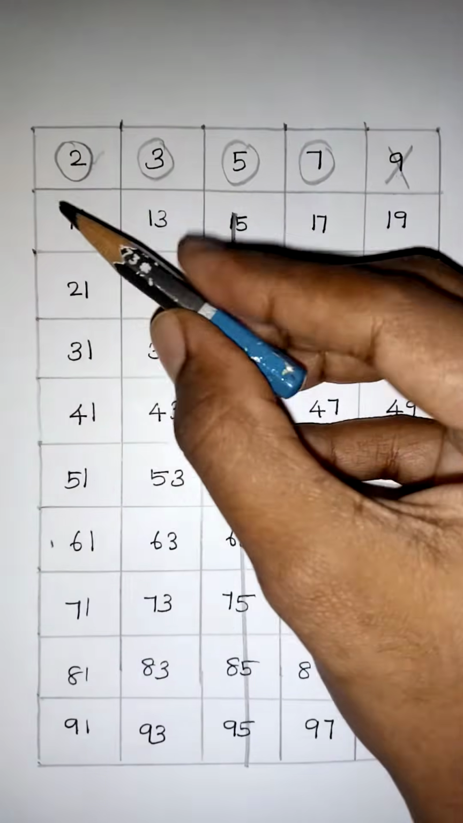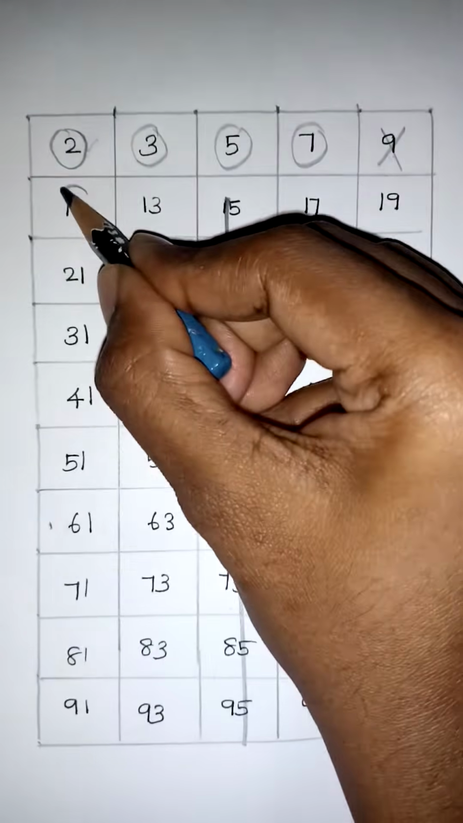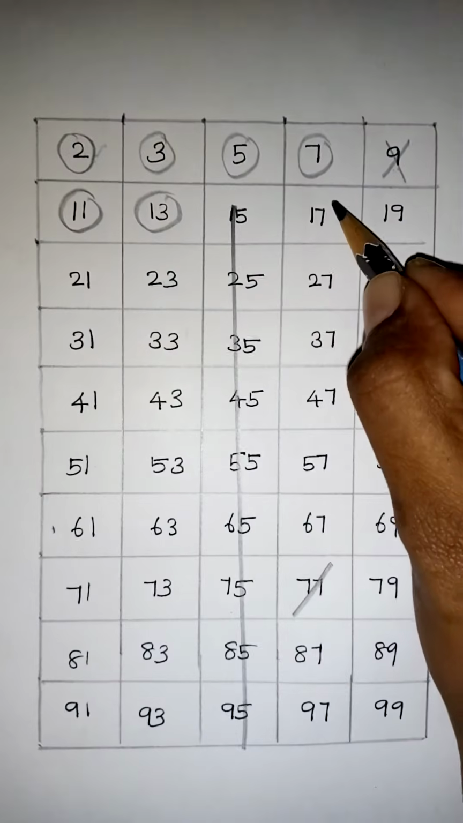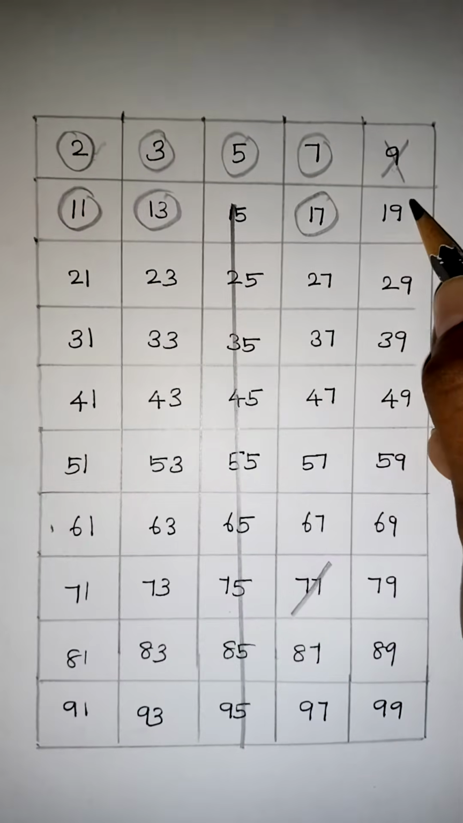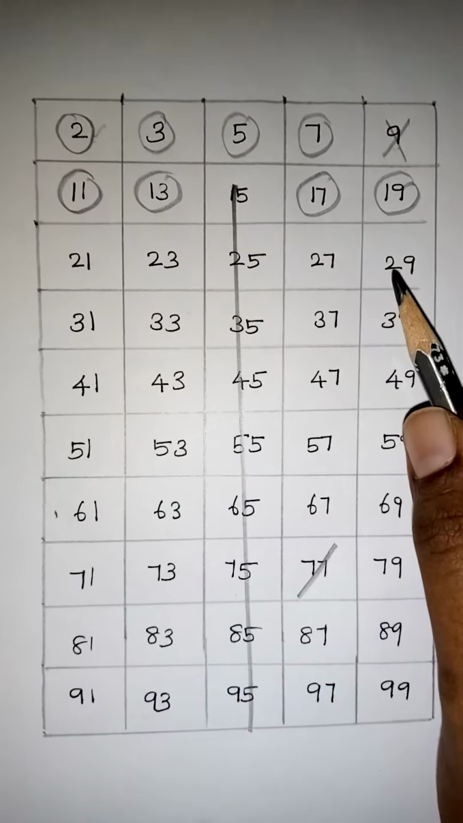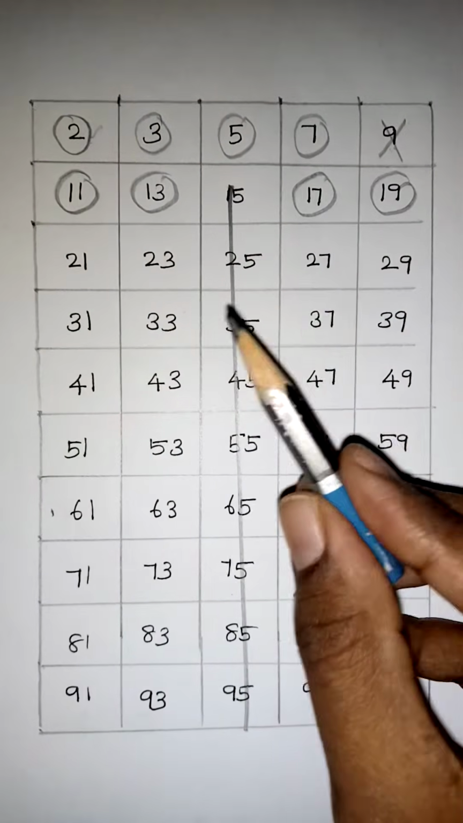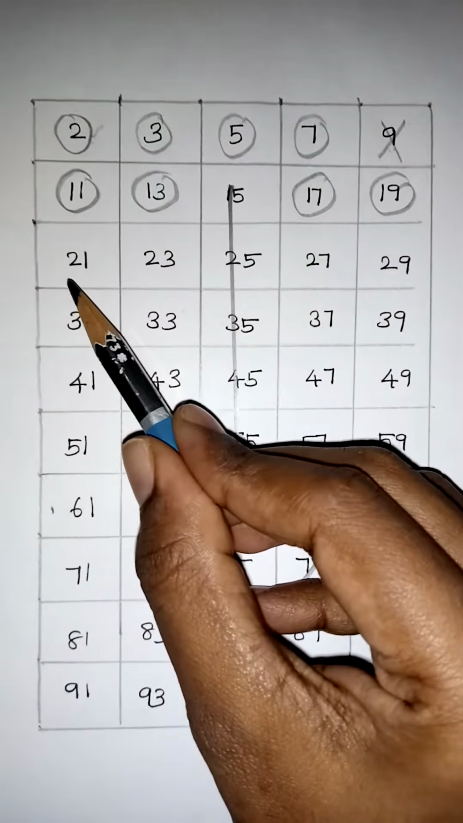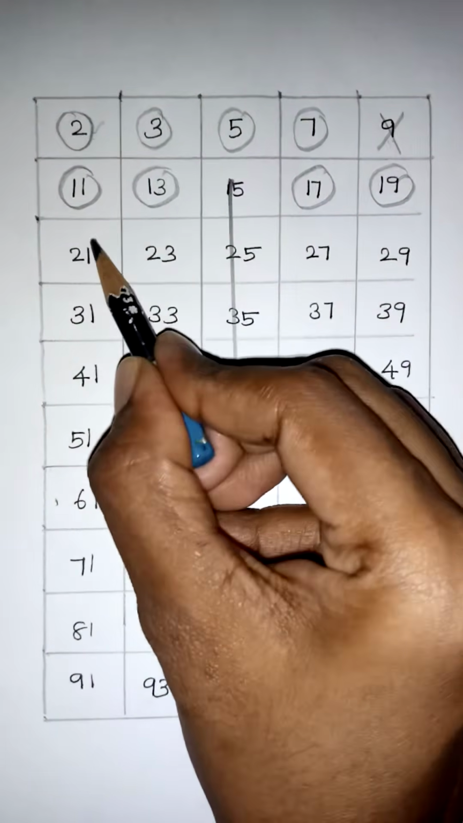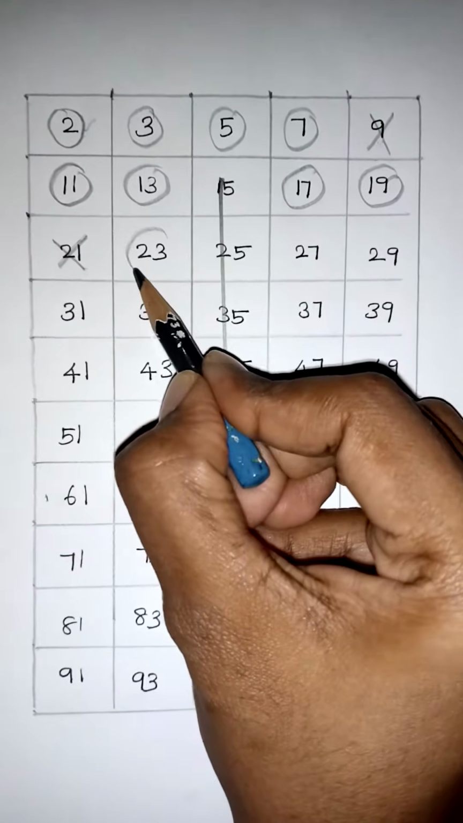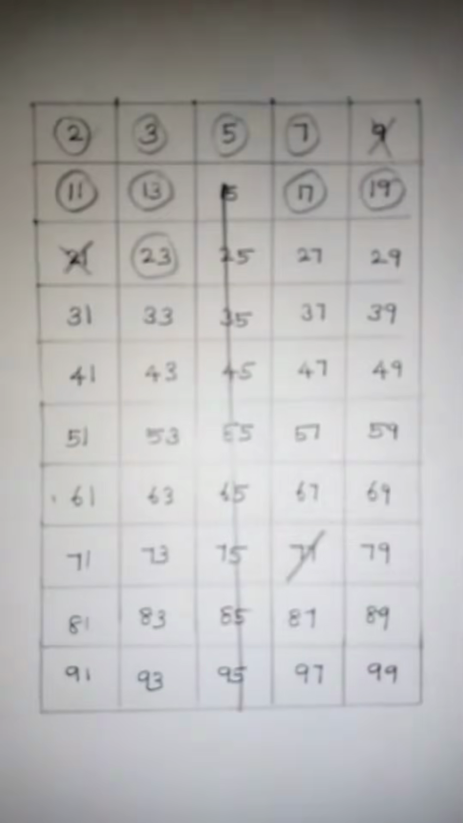Now from the beginning here, 11 is a prime, circle it. 13 is a prime, circle it. 17 is also a prime, 19 is also a prime. Now we all know the divisibility rule for 3. The number whose digits we add, if the sum comes in the 3 table, we have to cancel that. 21, 2 plus 1 is 3, it will come in the 3 table, we can cancel. 23 will never come in any other table, circle it, it's a prime number.